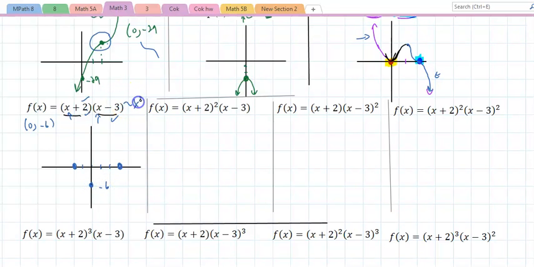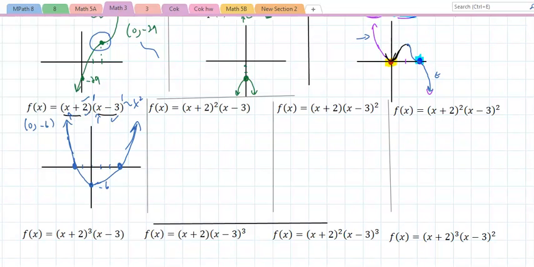Doesn't this behave like x squared? If I multiply this out, the leading term is x squared. And I'm going to run down. And do you see the power is 1 on each of those? That's like y equals x, so it's a straight line sort of. And that's the graph right there.